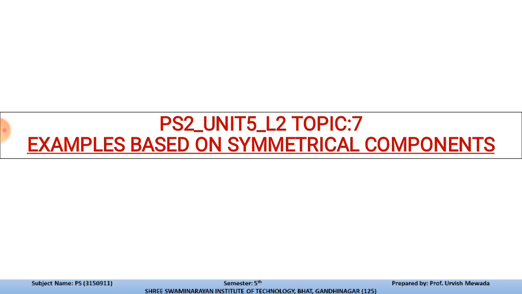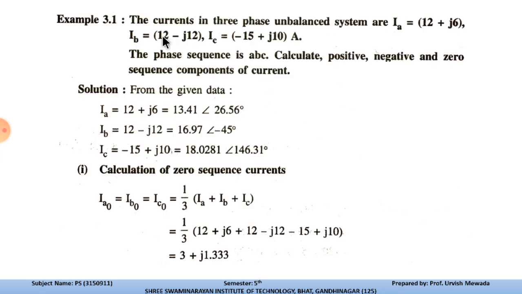Now let us discuss the examples based on the topics that we have covered till today in chapter number 5. We are starting with example number 1. The current in the three-phase unbalanced system: IA is 12 plus J6, IB is 12 minus J12, and IC is minus 15 plus J10, all in ampere. The phase sequence is ABC. Calculate the positive, negative and zero sequence components of the current.